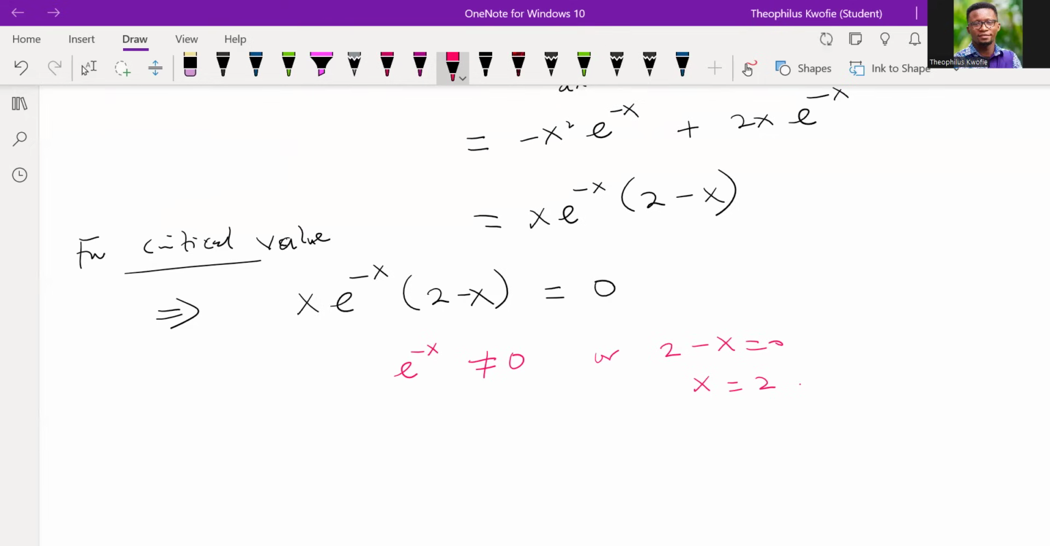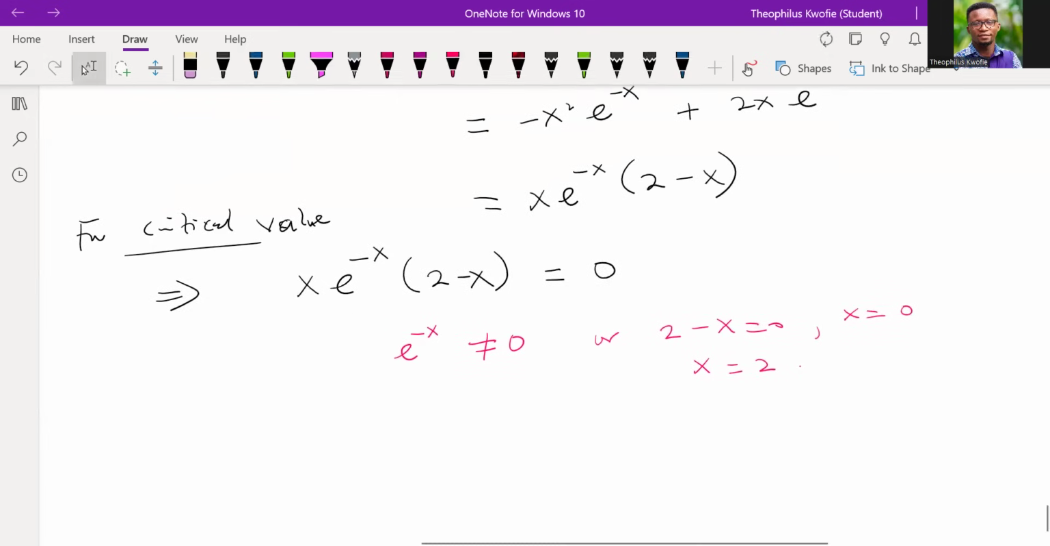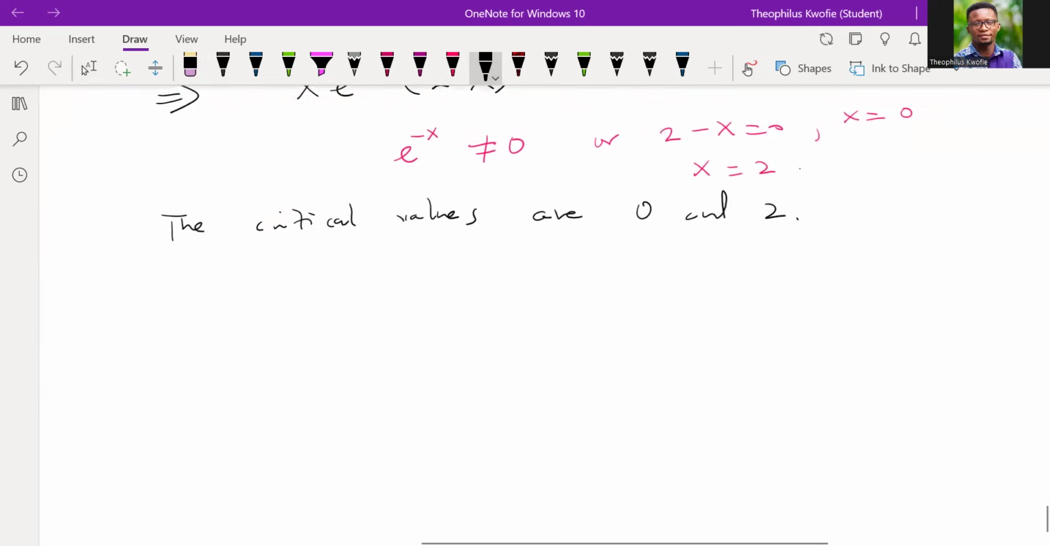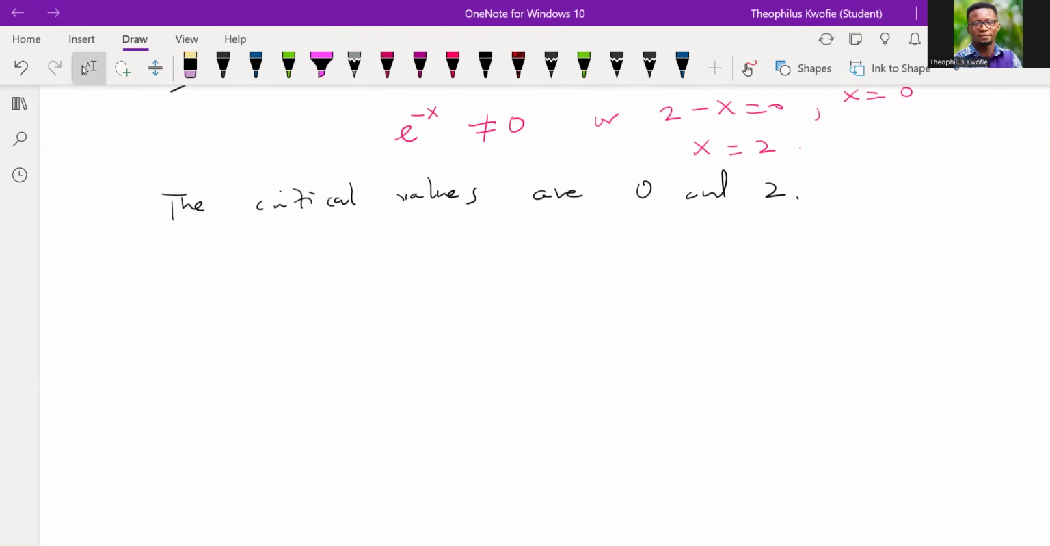And then we also have another one, which is x also equal to 0. Okay. So now it just means that our critical values will be 0 and 2. Okay. So we use these values to construct our table as we did before.